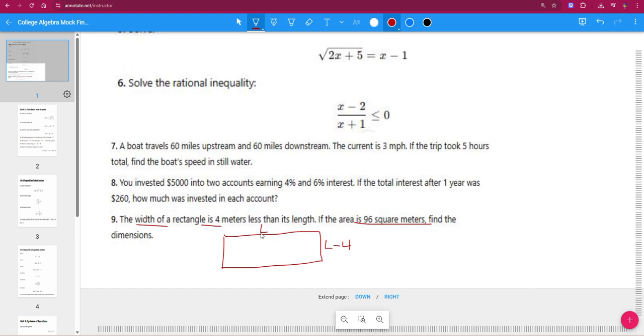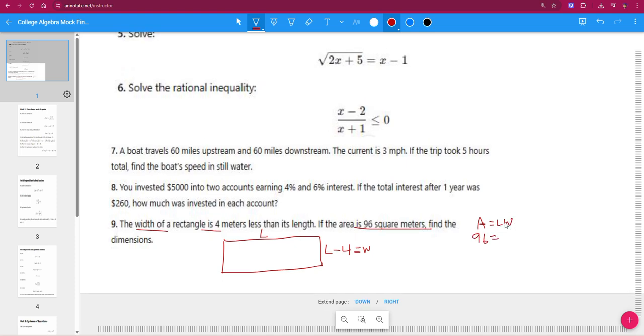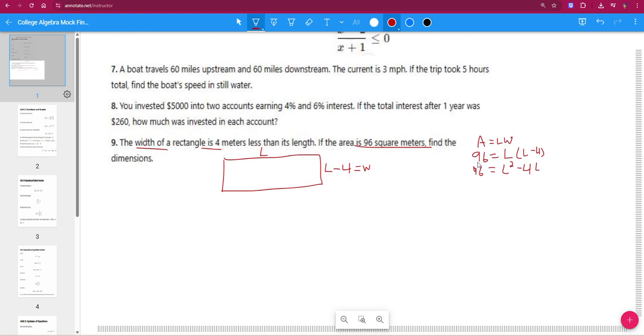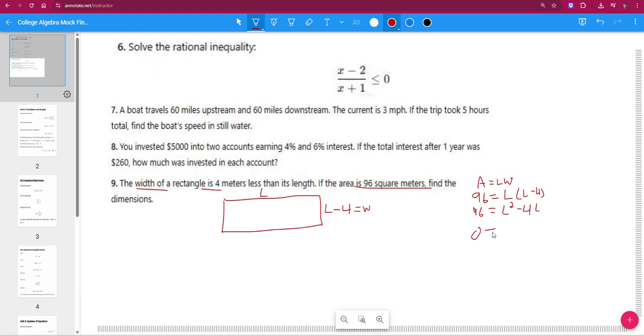So I can multiply these two together, length times width. So this is my width here, length times width. But if I have these both in terms of L, that gives me a nice equation. Because area equals length times width. So 96 equals L times L minus 4. And that gives me 96 equals L squared minus 4L. And if I subtract that over, I get 0 equals L squared minus 4L minus 96.